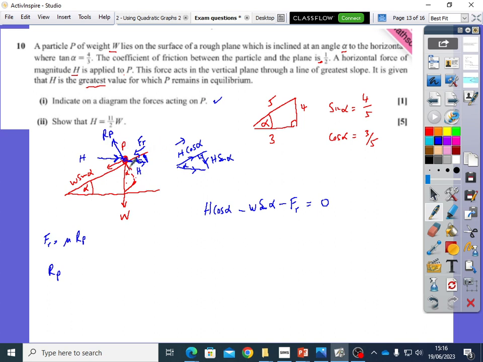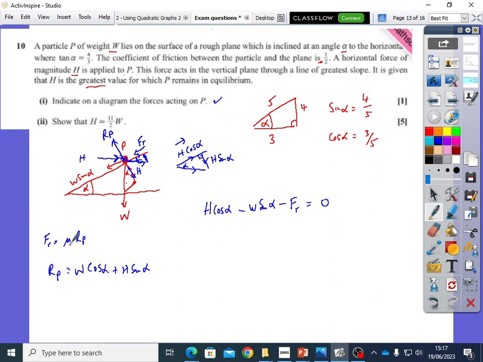So R of P is going to be equal to this coming down, which is going to be W cos alpha, and what else is going is H is coming down, so plus H sine alpha. So R is going to be reacting to that, so those two, that's going up, that's coming down, and this is also coming down from this W, from the weight. Okay, now we've got that.